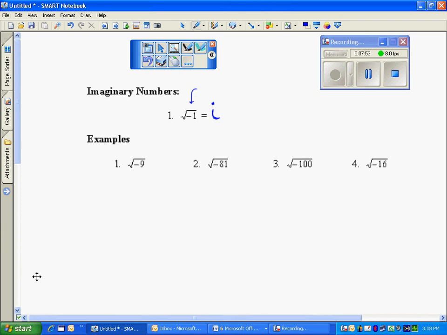So just to kind of look at the square root of negative 9 would be the square root of negative 1 times 9, which would be 3i. The square root of negative 81 is the square root of negative 1 times 81, which is 9i. This would be 10i, and this would be 4i. These do not show up as solutions in the real number system, so we actually have a separate number system called the complex number system. Imaginary numbers fit into that.